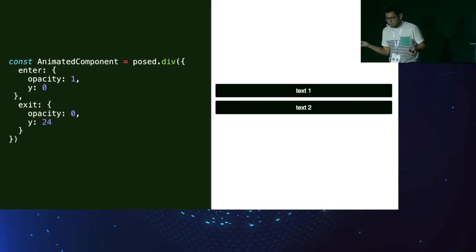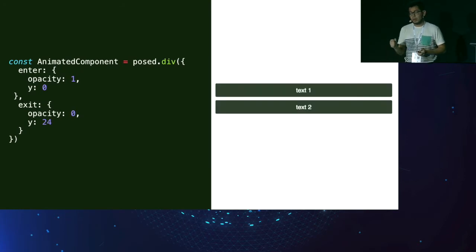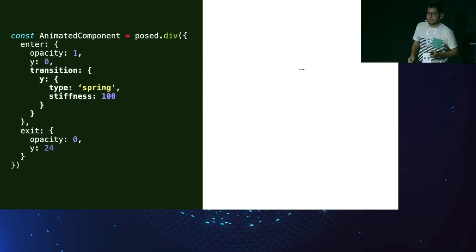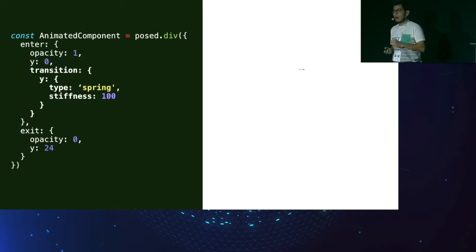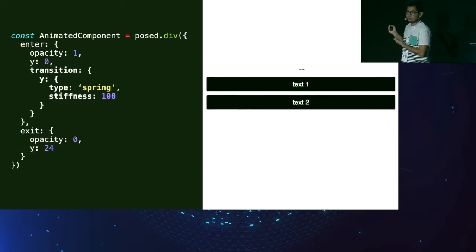It's really simple, no? But what if we want to be more granular about the way I change the y transformation? Well, React Pose has this transition property, with which you set how you want to animate a certain property. In this case, I'm saying, hey, you know what? Can you do a spring with a stiffness of 100? And then React Pose says, yeah, OK, I could do it. And it just does it.